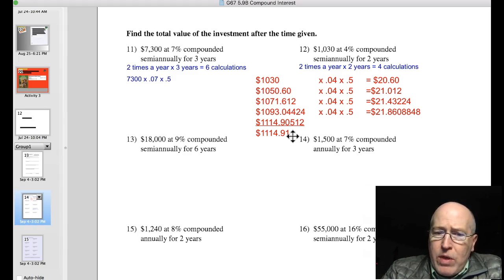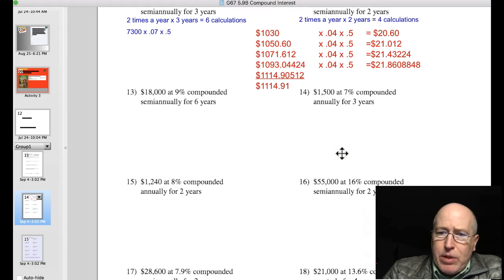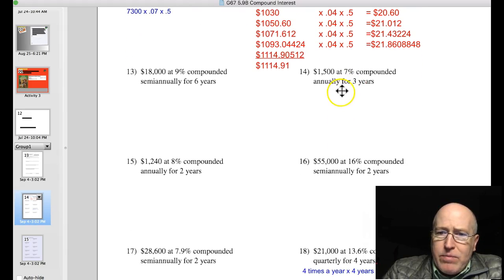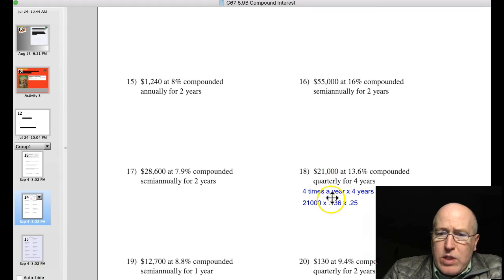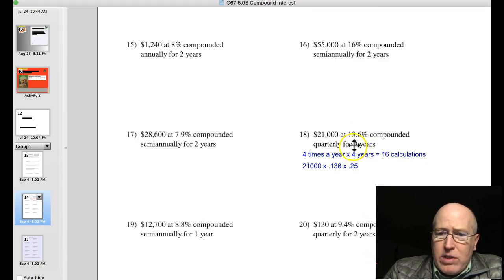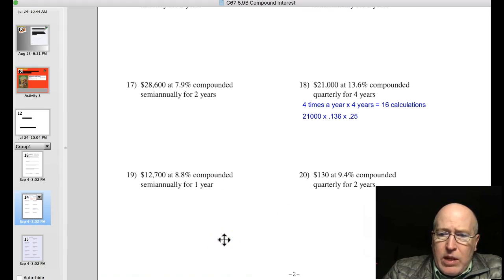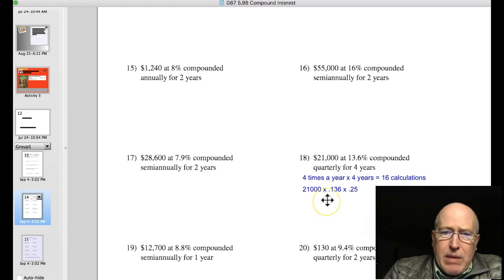I'd like you to try one that's semi-annually. I would avoid the annual one. This is just like doing simple interest, so I would just skip that and try one of these ones. Just take the quarterly ones and make it for 1 year, or take one of the quarterly ones. Here's a quarterly one at 2 years. That'd be good to do.